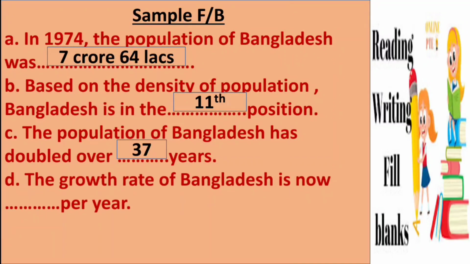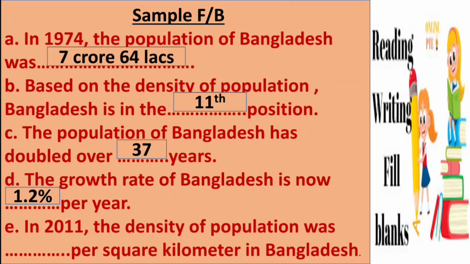The next question. The growth rate of Bangladesh is now dash per year. Guess what is the answer? Very good. Absolutely right. It is 1.2 percent. Now another fill in the blank for you. In 2011, the density of population was dash per square kilometer in Bangladesh. What will be the answer, students? Very good, smart answer. It is 1015. So the answer is: in 2011, the density of population was 1015 per square kilometer in Bangladesh.